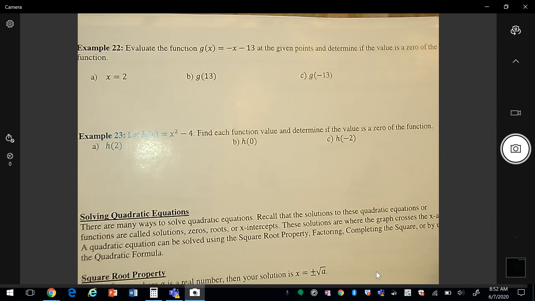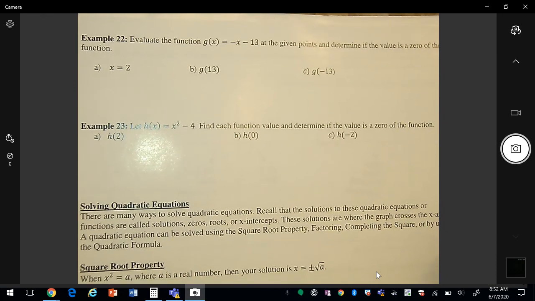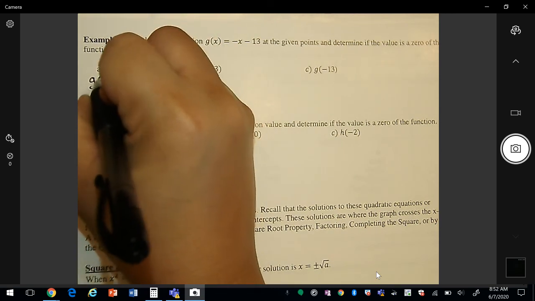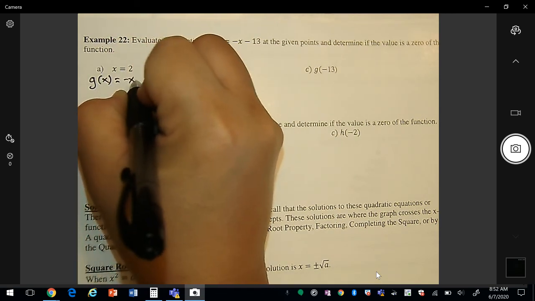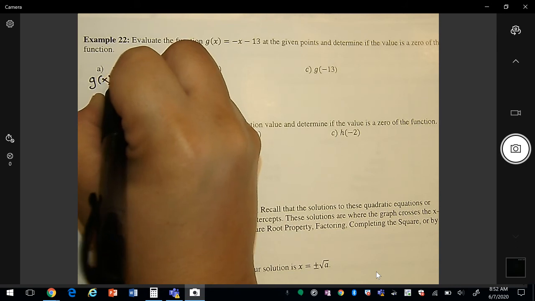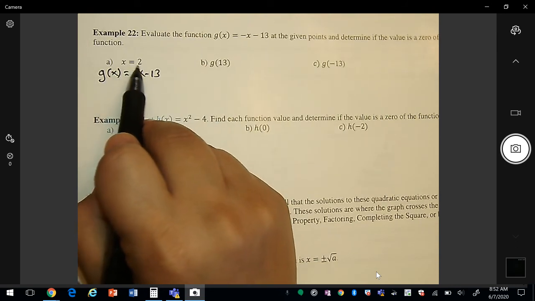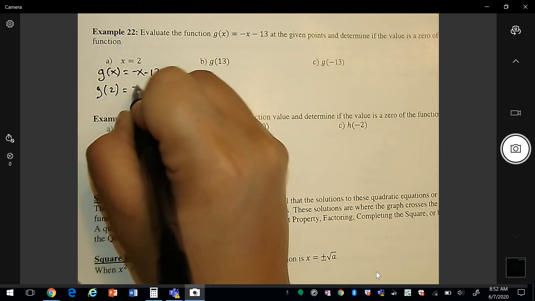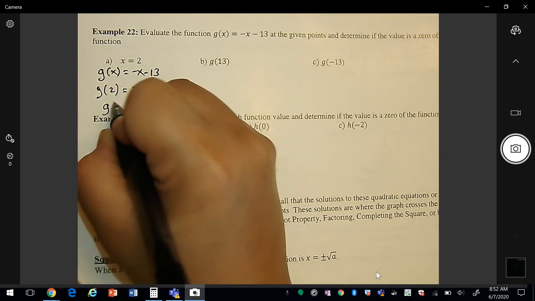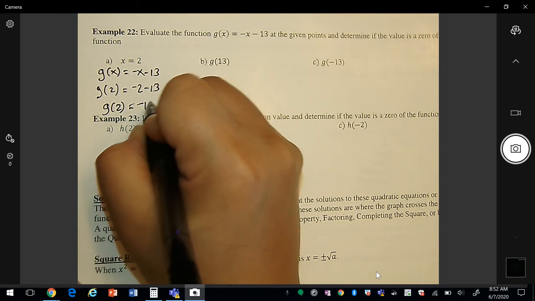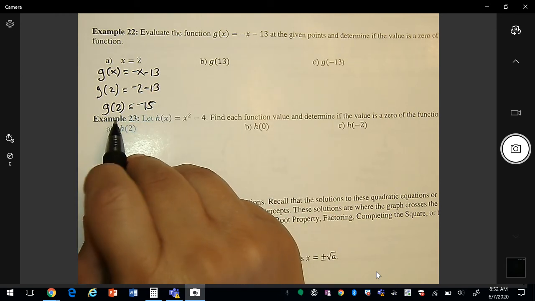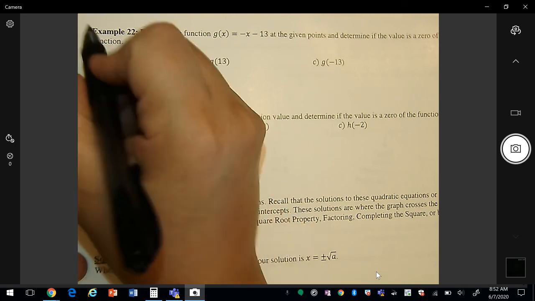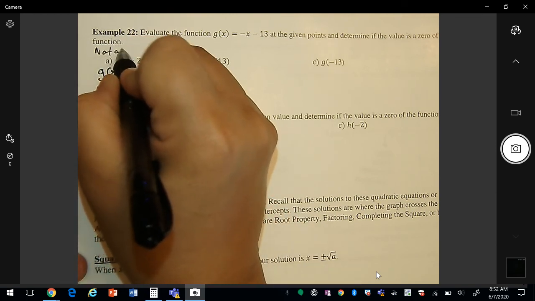Evaluate the function at the given points and determine if the value is a 0 of the function. So to evaluate a function, we substitute what is given for x. In this case, x is equal to 2. So anywhere we see an x, we're going to substitute it with 2. And so we get -15. So in this example, the input was 2, but the output is not 0. So we say that x equals 2 is not a 0.